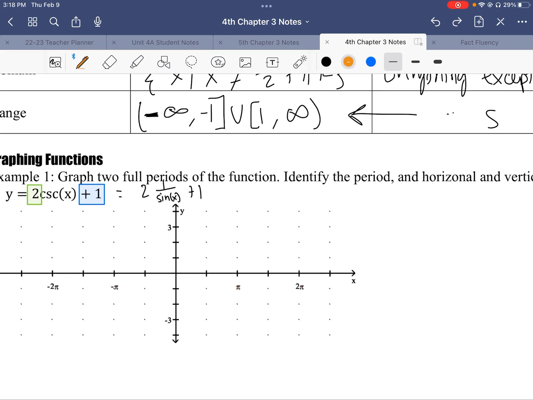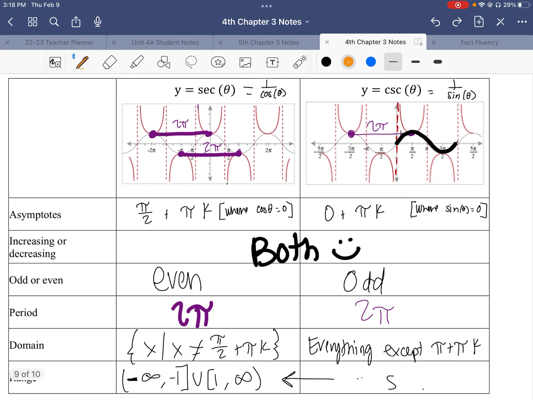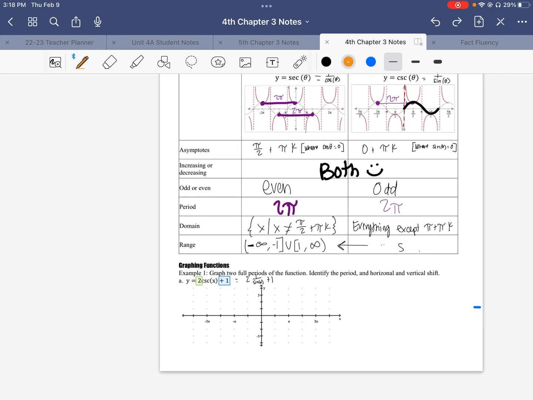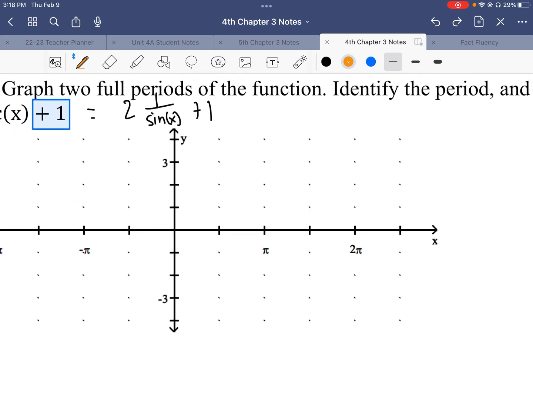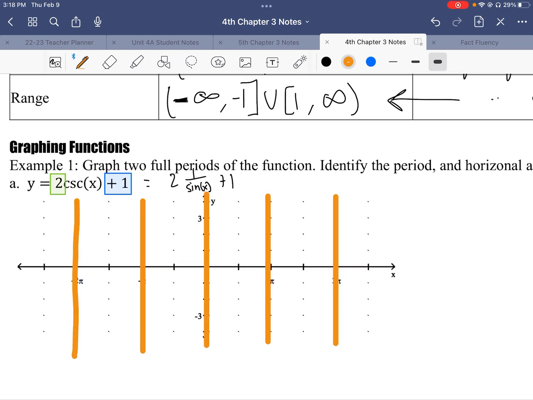So the first thing I'm actually going to do though is the asymptotes because those are important. The asymptotes on a cosecant function are 0 plus pi k. Okay, so we're going to have one at 0. We'll have one at pi, we'll have one at 2 pi, we'll have one at 3 pi, we'll have one at negative pi, we'll have one at negative 2 pi, etc., right? So we've got all of these asymptotes that are just part of the cosecant graph. That's the first thing I'm going to deal with.